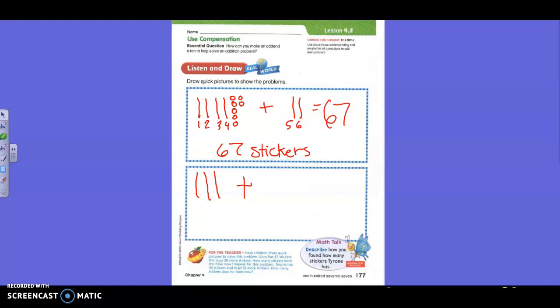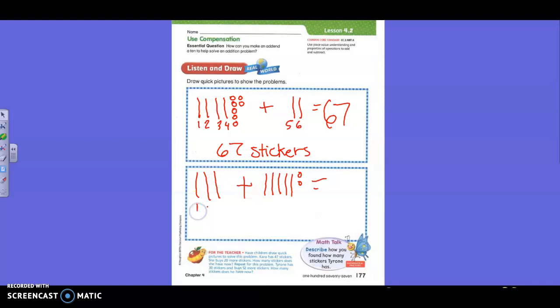Okay, and then he buys 52 more. How do I draw that? 5 tens and 2 ones. Okay, so what do we add first? Tens first, right? How many tens do I have?